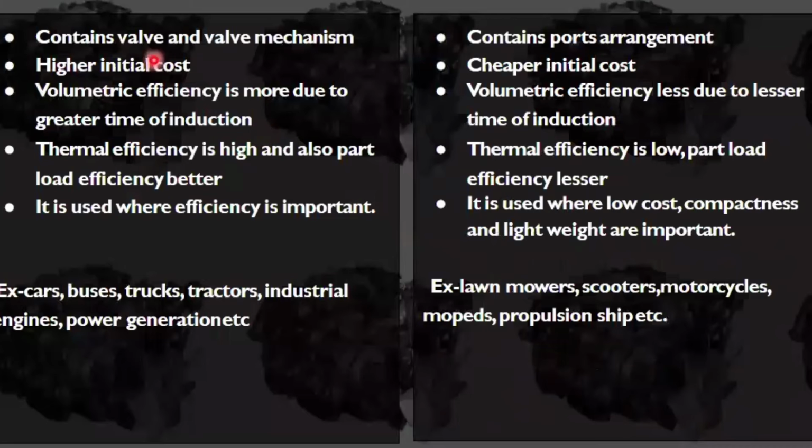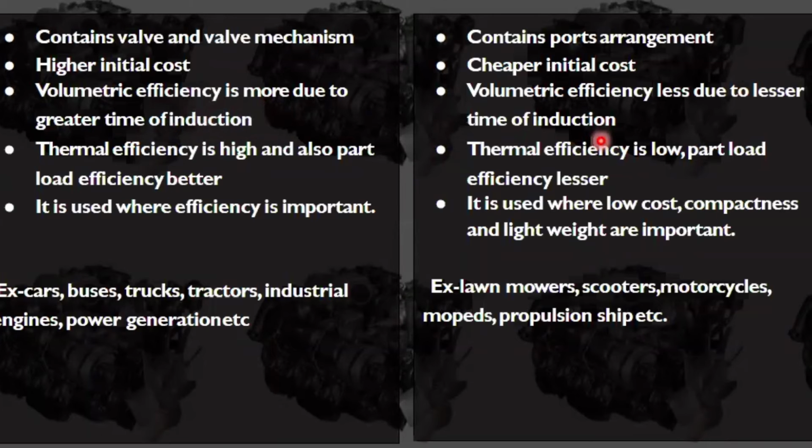And here it contains valves and valve mechanism, as I already said, and here there will be a ports arrangement. Here in four stroke engines, the initial cost is high. Here it is a low initial cost. Volumetric efficiency is more due to the greater time of induction, and here volumetric efficiency is less. I will discuss volumetric efficiency in coming classes. You just need to know that here it is greater and here it is less.